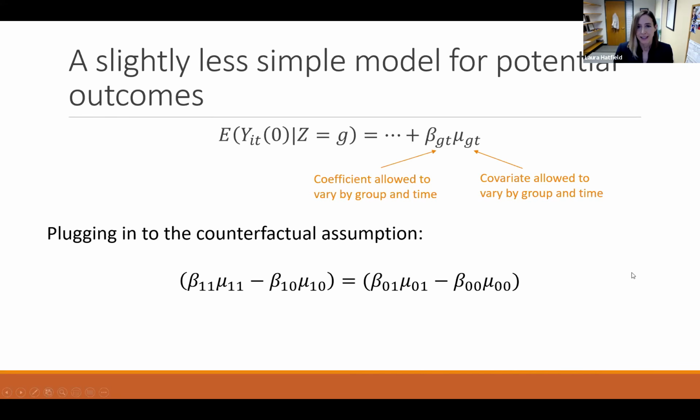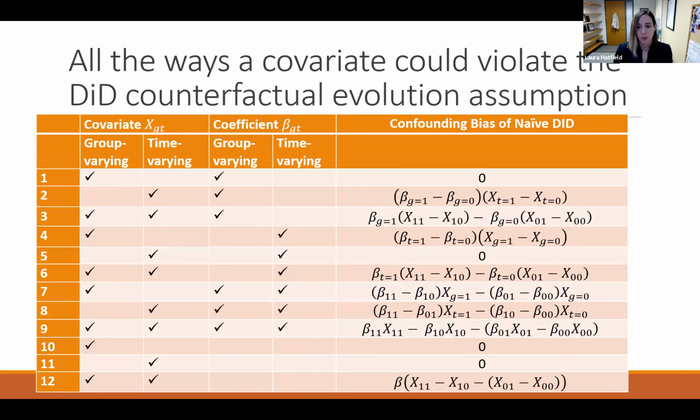And if we sort of play this out, we can see that there are 12 possible combinations of these things. So here I'm letting the covariate either have or not have that group subscript and time subscript, and same for the beta. It can either have the group varying aspect, the group subscript, or the time subscript, or both. So this is all possible combinations of those things.